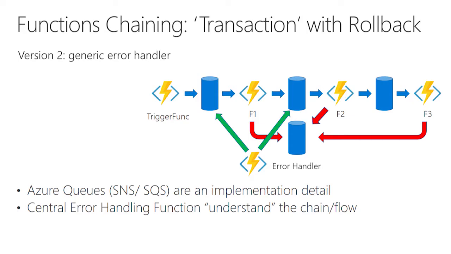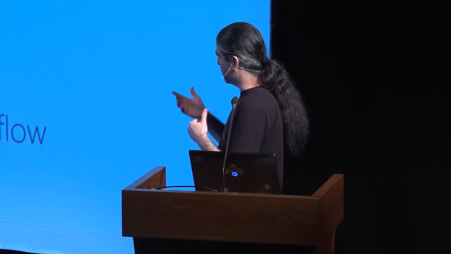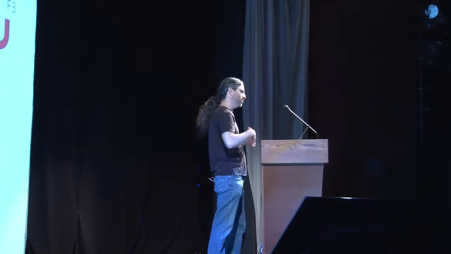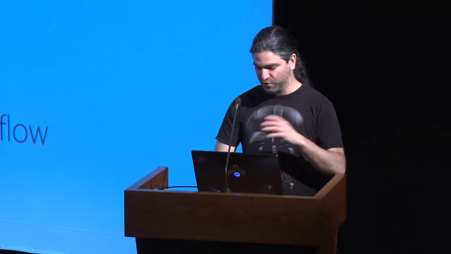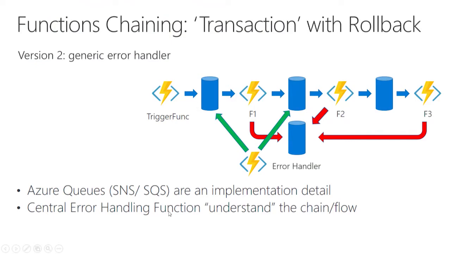Similarly, you want to have on your function the ability to do work and undo work. I would not create a different function to undo function one. First, it's another thing to manage. It's a nightmare. And I would not add another queue, another intermediate queue between every undo function because, again, it's hard to just manage all those resources. So just do the flag and undo. But at this point, what we're having is the central error handling now needs to understand the flow.